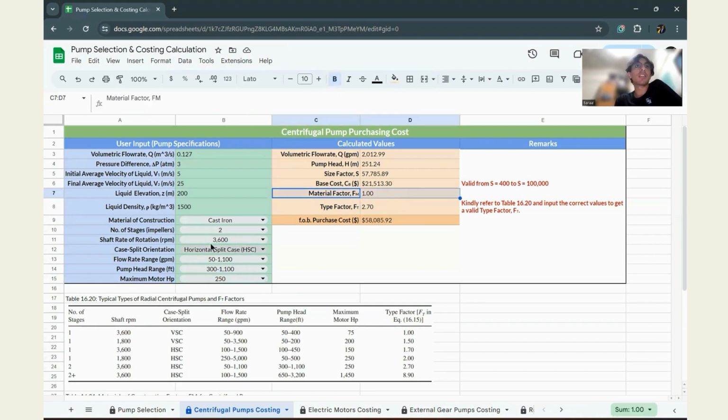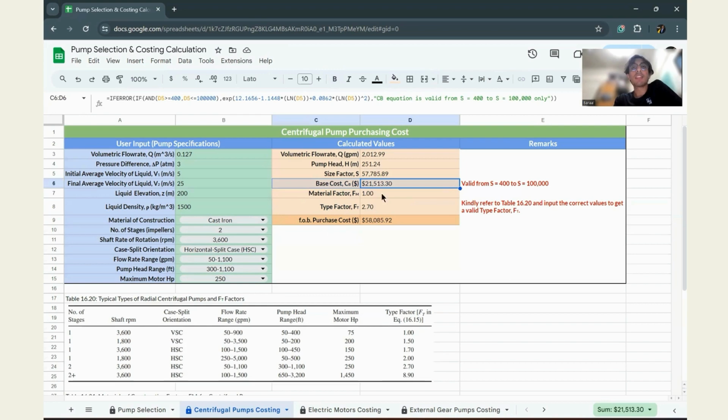As you can see, after we put this in, the type factor is calculated, the material factor is calculated according to the material, and the base cost is calculated. After this, all the things are multiplied, and this is the FOB purchasing cost for the centrifugal pump, which is $58,000.